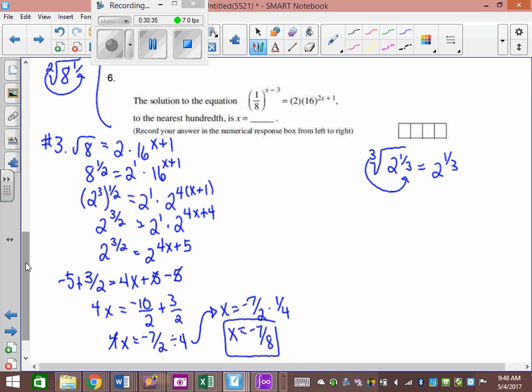So, page 364. Number 4 to 7, odd letters. Odd letters, I know sounds stupid, but it's A, C, etc. 4 to 7, odd letters. And then numbers 4 to 6 in your notes.